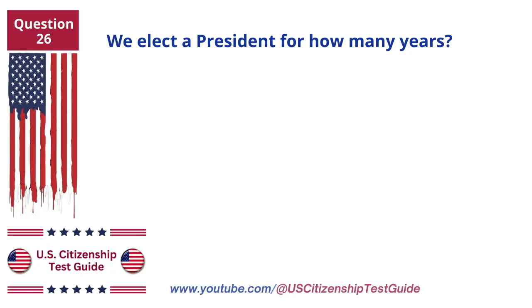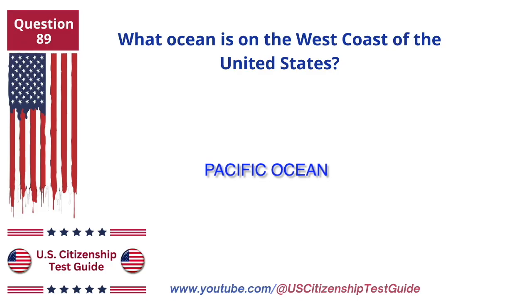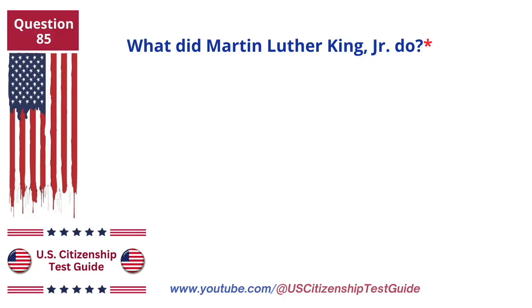We elect a president for how many years? 4. What ocean is on the west coast of the United States? Pacific Ocean. What did Martin Luther King Jr. do? Fought for civil rights.